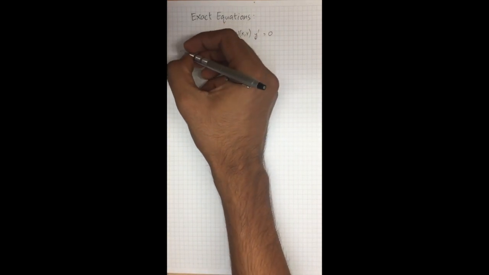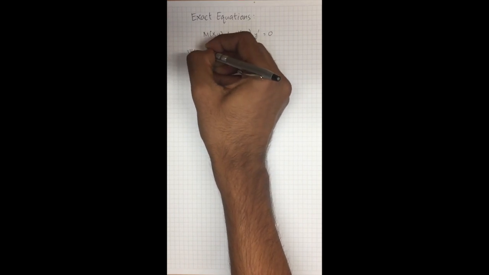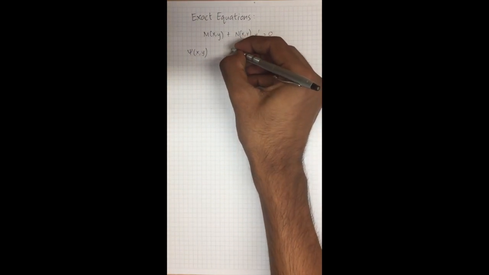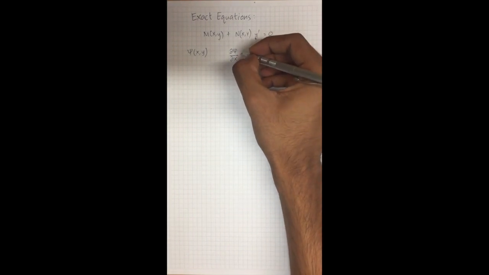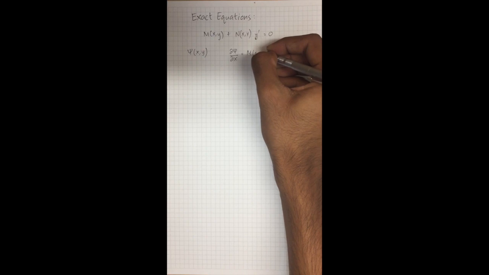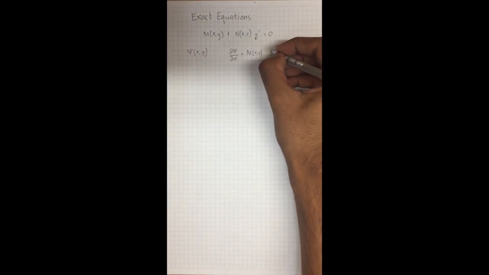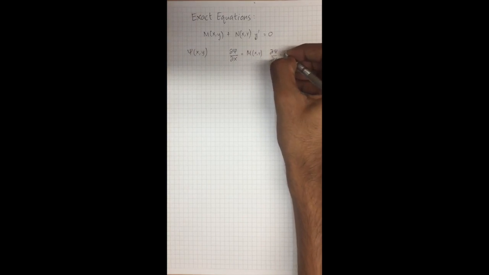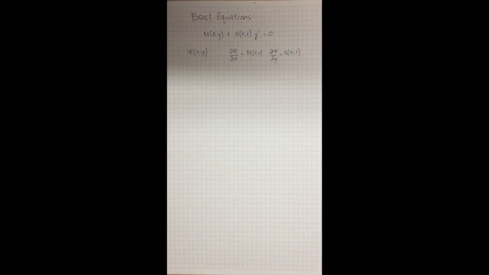So we define a common function psi, which is also a function of x and y. And when we partially differentiate psi with respect to x, we define that function as M, which is a function of x and y. Similarly, if we partially differentiate psi with respect to y, we say that function is going to be N, which is also a function of x and y.